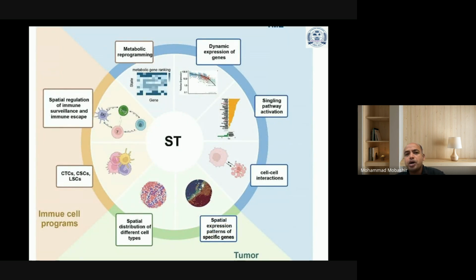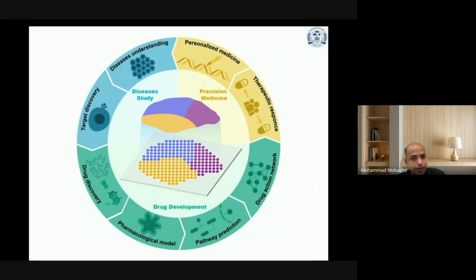Now, if you want to understand the application of ST, or spatial transcriptomics, it could be applied for metabolic programming, dynamic gene expression, signaling pathways activation, cell-cell interactions, spatial expression patterns of specific genes, and spatial distribution of different cell types, CTCs, CSCs, LSCs. For example, in case of immune programs, a spatial regulation of immune surveillance and immune escape.